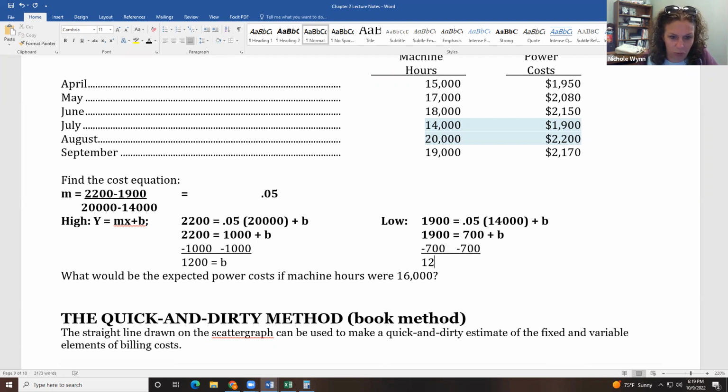And then I would get 1,200 equals B. So my cost equation, my answer, Y equals 0.05x plus 1,200. That's your cost equation. That cost equation is what we're going to use to predict cost.